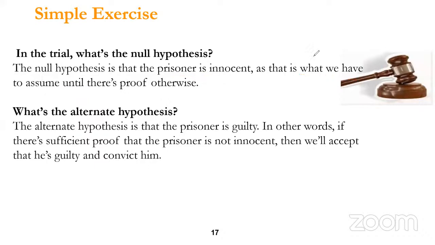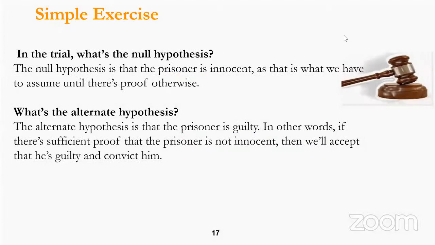What will be the alternate hypothesis then? Alternate hypothesis is the negation of the null hypothesis. So if the null hypothesis says the prisoner is innocent, the alternate hypothesis says the prisoner is guilty. In other words, if there is sufficient proof that the prisoner is not innocent, then we will accept that he is guilty and send that person behind bars, right? We'll convict that particular prisoner.